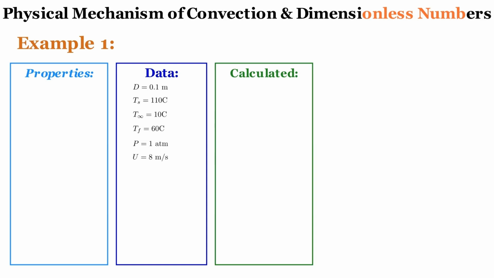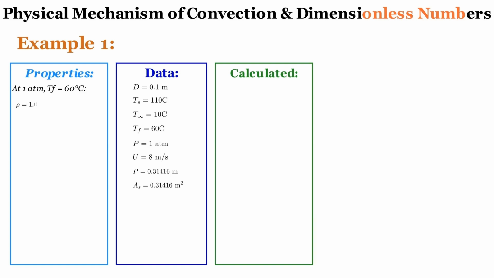The pressure is 1 atmosphere. The wind velocity is 8 meters per second. The perimeter per unit length is pi times d, which equals 0.31416 meters. And the surface area per unit length is 0.31416 square meters. Now, let's look up the properties of air at 1 atmosphere and 60 degrees Celsius.